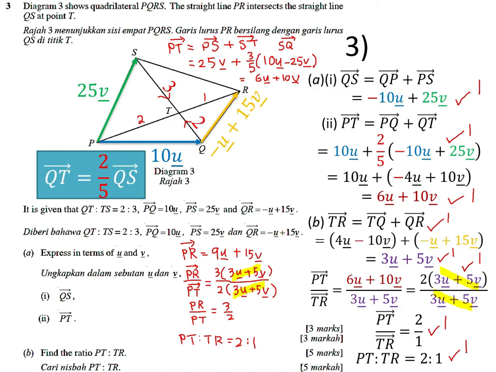Okay, for the second method, you get 1 mark for the first step. Second mark will be your PR. Third mark will be when you divide the PR with PT to get the ratio. Fourth mark is when you cancel off both vectors and then you get the fraction form. Lastly is your final answer 2 to 1.